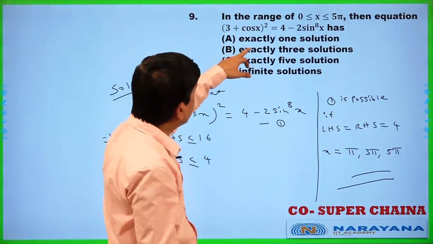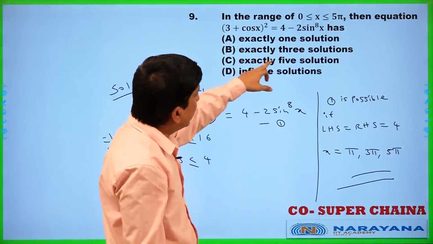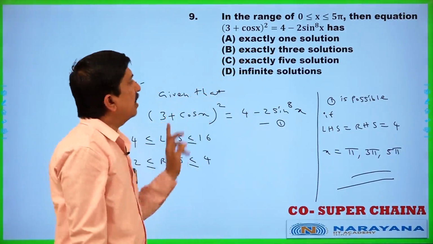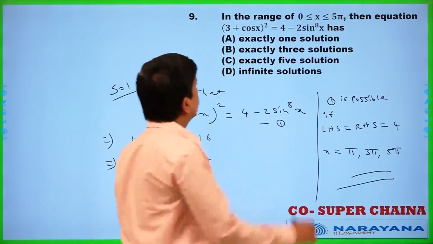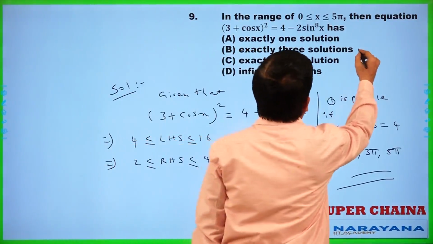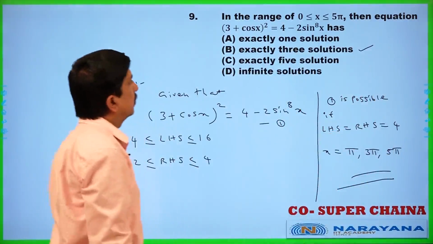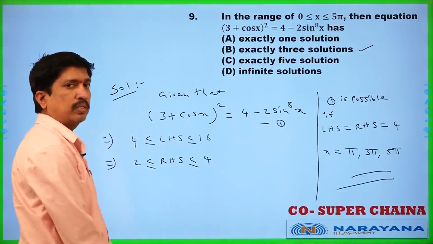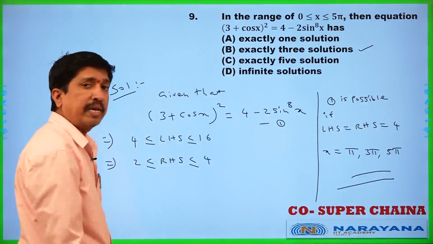Once you observe the options: exactly 1 solution, exactly 3 solutions, exactly 5 solutions, infinite solutions. So, exactly 3 solutions is the correct answer. Exactly 3 solutions is the right answer. Let us move to the next question.